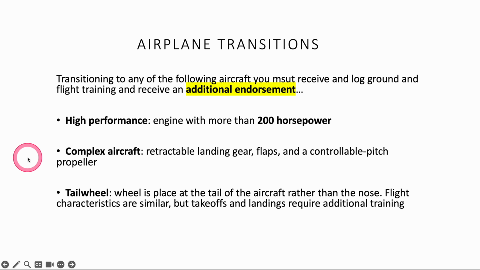Most light training aircraft do not have retractable gear. The propeller is stationary, it's fixed. In more advanced or complex aircraft, you can change the blade angle on the propeller and the gear will come up.